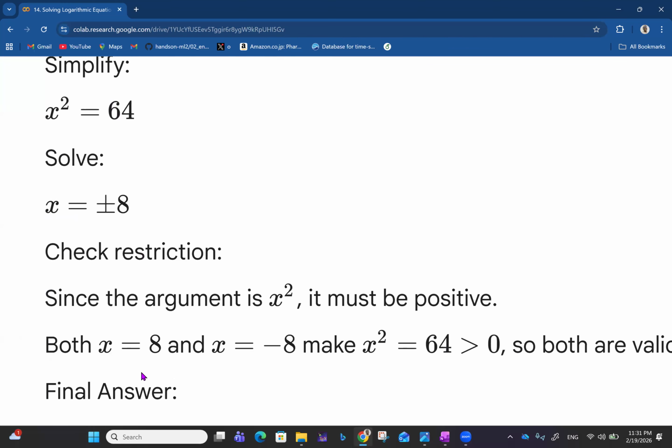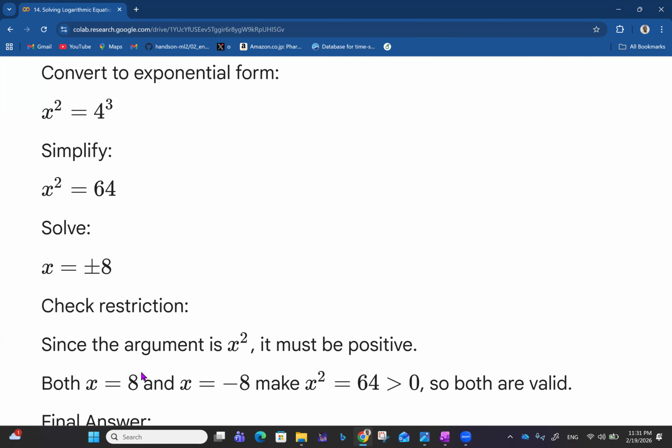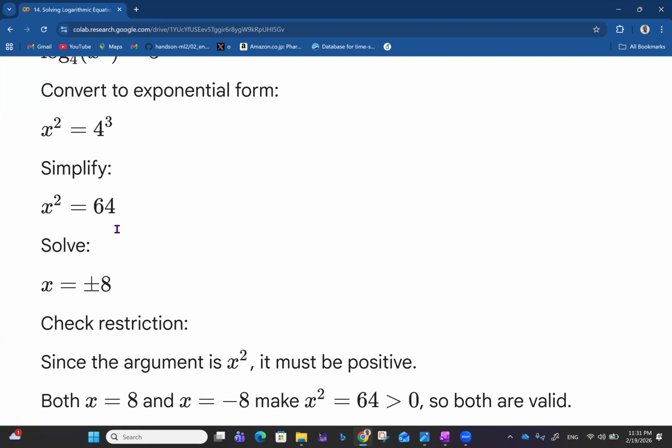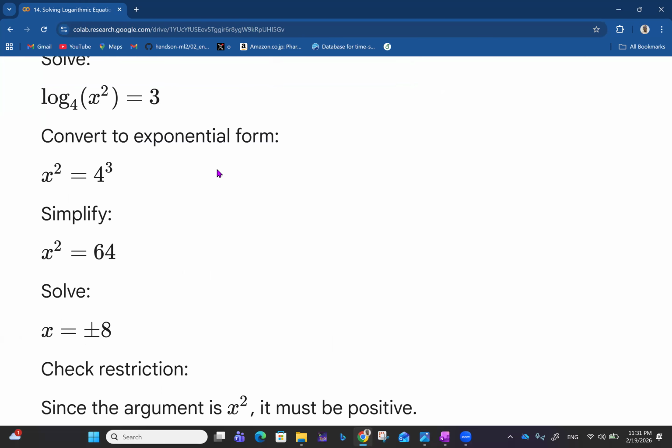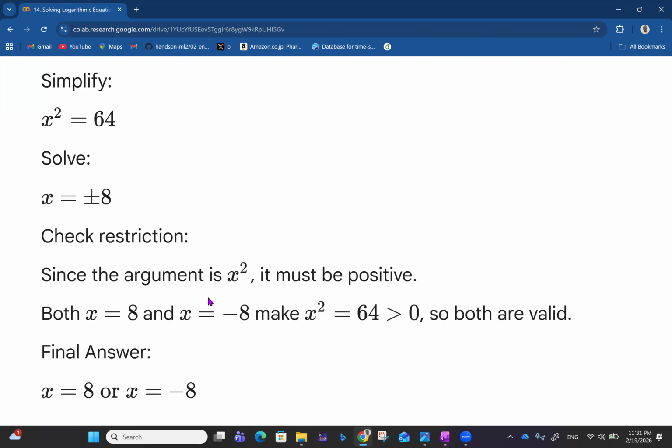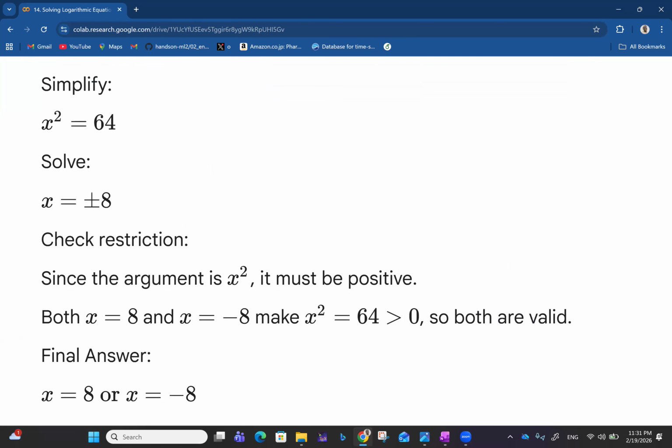If we solve that, we discover that if you have x squared equals 64, then you take the square root of both sides. That will be plus or minus 8. If you now check the restriction, this x squared has got to be greater than 0. Since the argument is x squared, it must be positive. So both x equals 8 and x equals minus 8 make x squared equals 64, which is greater than 0. So both are valid because x squared must be positive. Minus 8 squared makes it positive, and 8 squared makes it positive.